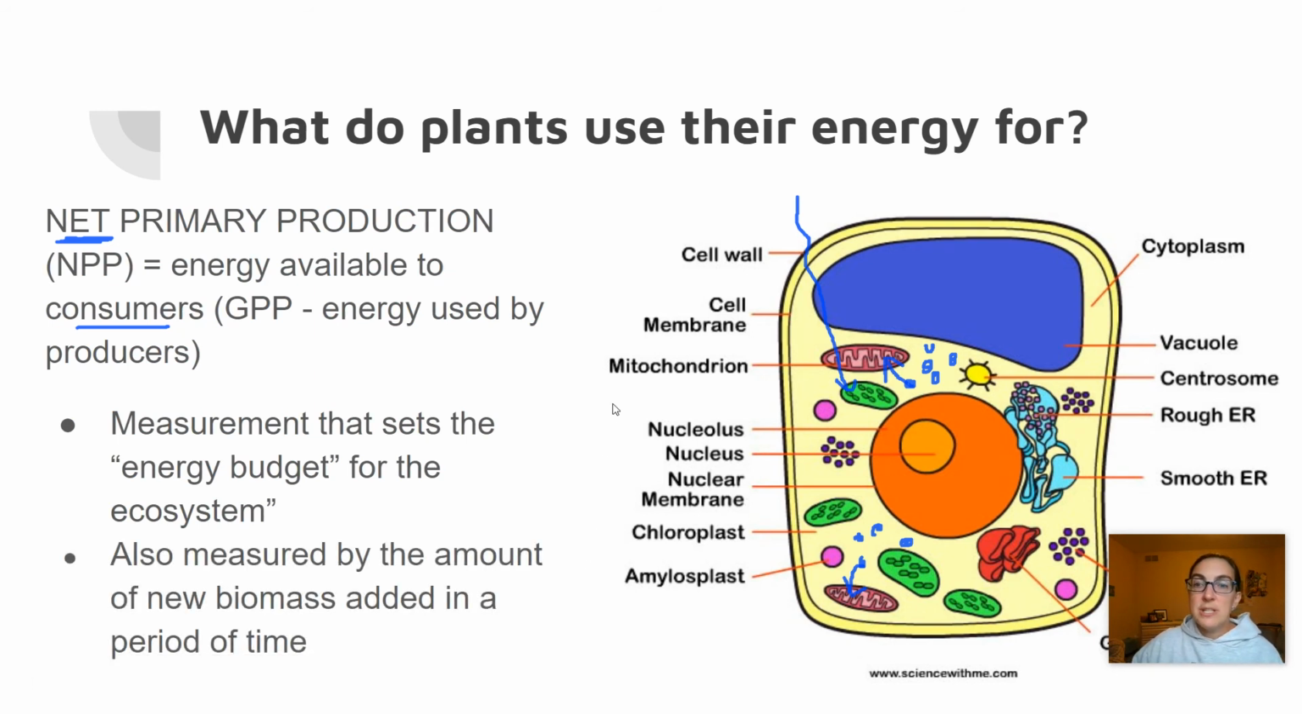You can also measure this in a different way. You can measure it by the amount of new biomass added within a period of time in an ecosystem. So there are other ways to measure this besides just the chemical processes. You can actually add the amount of mass that's appearing in there as well.